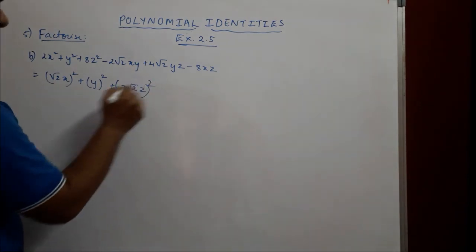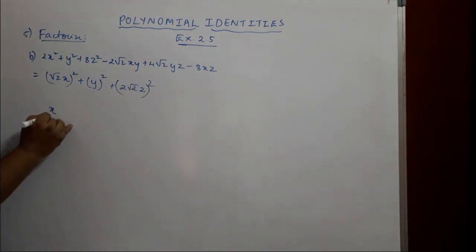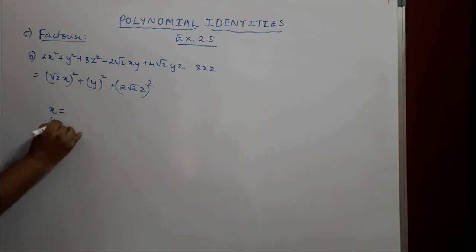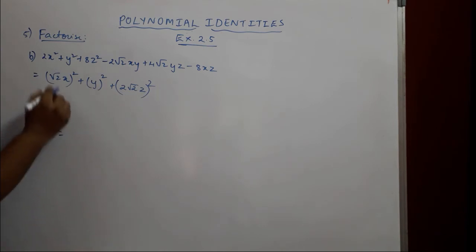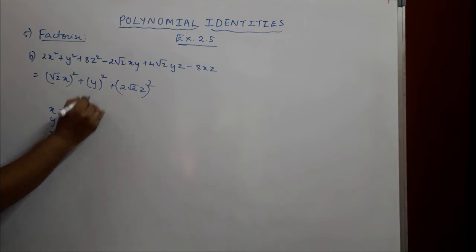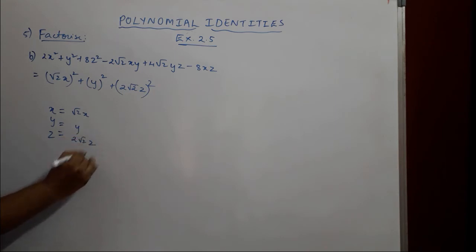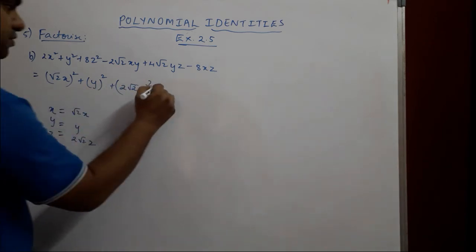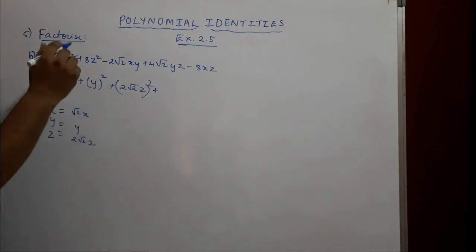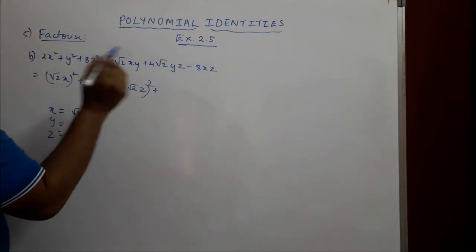Now the next part, so we'll write down what is x, y and z. So x is root 2x, y is just y itself, z is 2 root 2 z. Fine. So that should make it easier for us to find 2xy, 2yz and 2zx or 2xz.